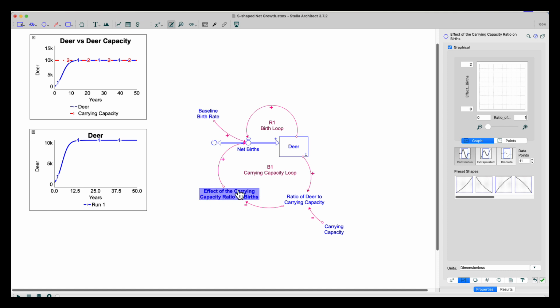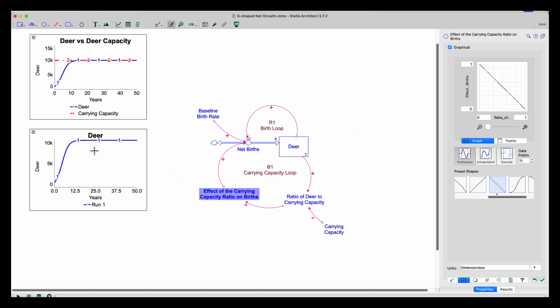And I want it to grow at the most, if it's very, very low, I want it to grow at the baseline birth rate. So on my y-axis, that will go from 1 to 0. And I'm going to make it linear to start out with, and I have these different graphs that I could select that are built in. And I will just select this, and this is the same as it was before. The 1 minus the ratio is what this is equal to. This is linear. For every 10% increase in that ratio, I have a 10% decline in the output, or the effect of the carrying capacity ratio on births will decline by 10%.